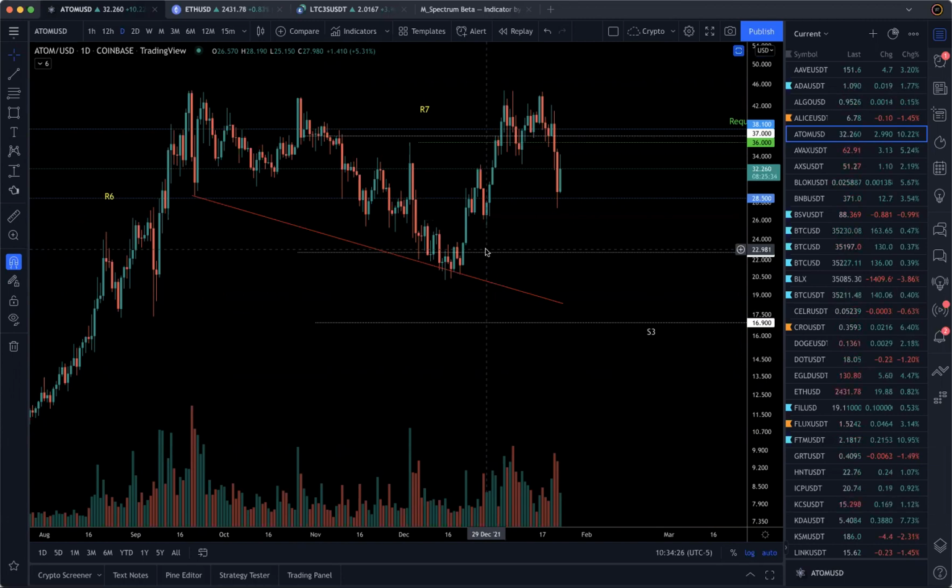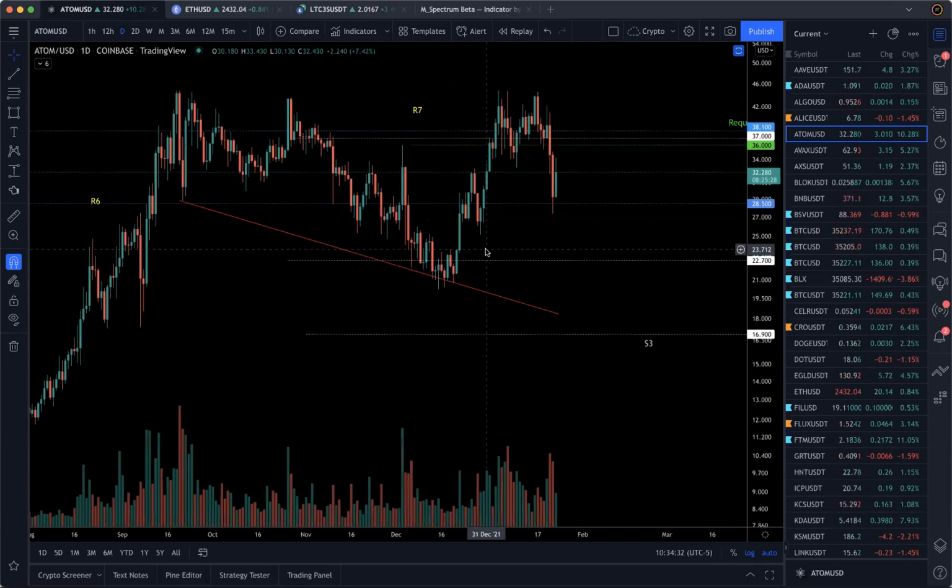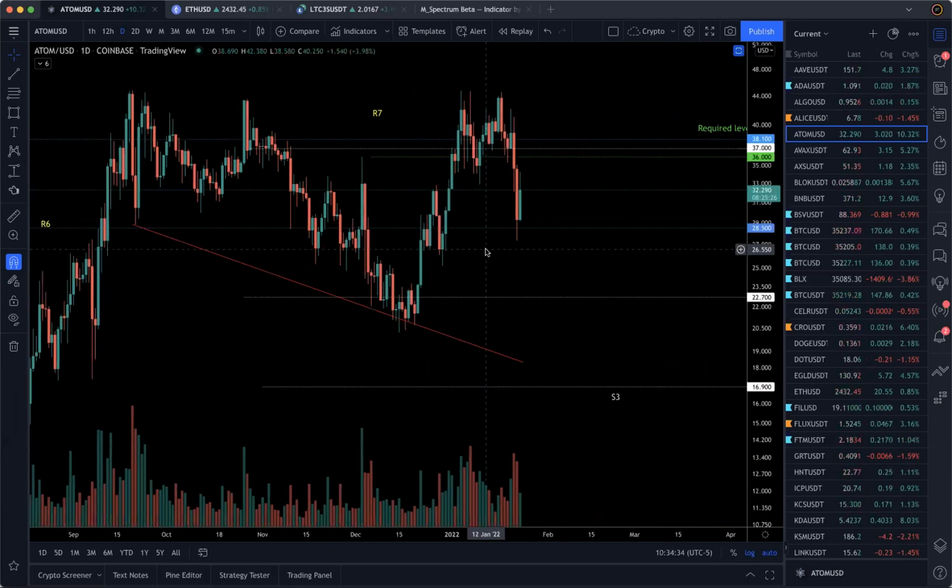So whatever I'm saying is contextual. It is not forever, right? It is not on a daily basis. It's based on a few weeks of data, right? So Atom is one of the coins which could do well as soon as BTC stops falling.